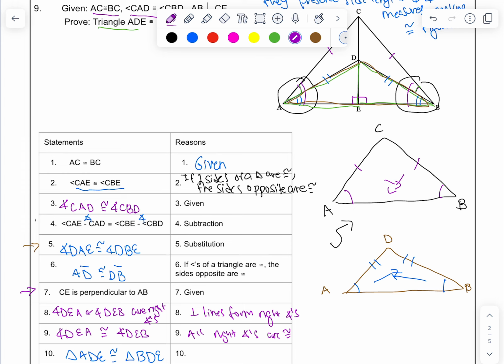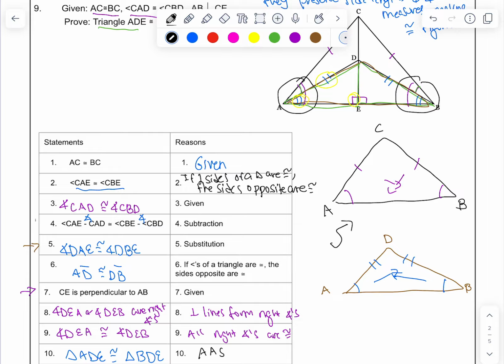I'm going to just keep it as is, because angle side still applies. We have, let me circle what we have in yellow. We have the right angle, we have this blue angle, and we now have this side. So we do still have angle side. You could also write HL.